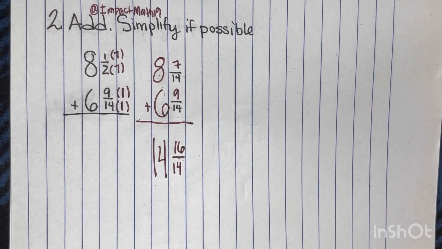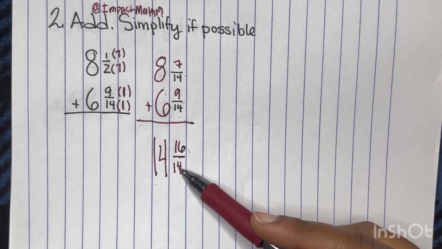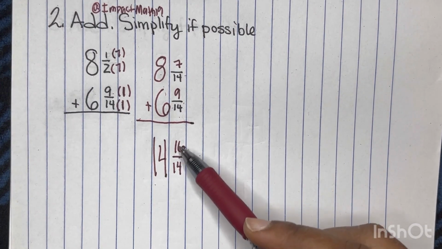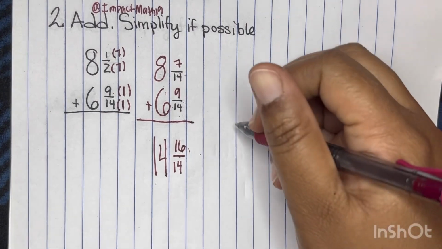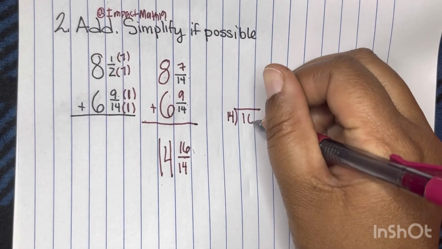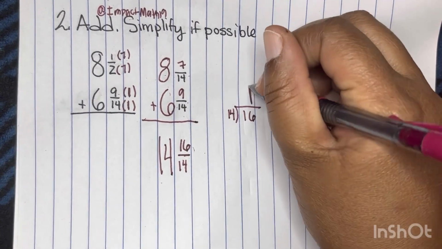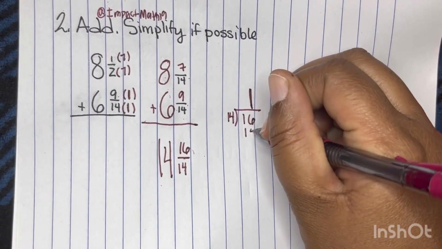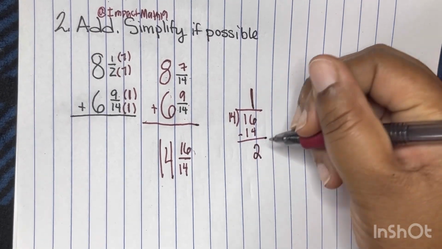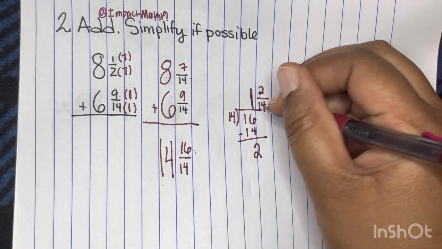But you see here, we have the numerator bigger than the denominator. And when this happens, we need to change this improper fraction to a mixed number. So we do that by dividing 14 into 16. So how many 14s can fit into 16? Well, 1. And 1 times 14 gives us 14, and then we can subtract. 16 minus 14 is 2. And so we have 2 over what we divided by, which is 14.